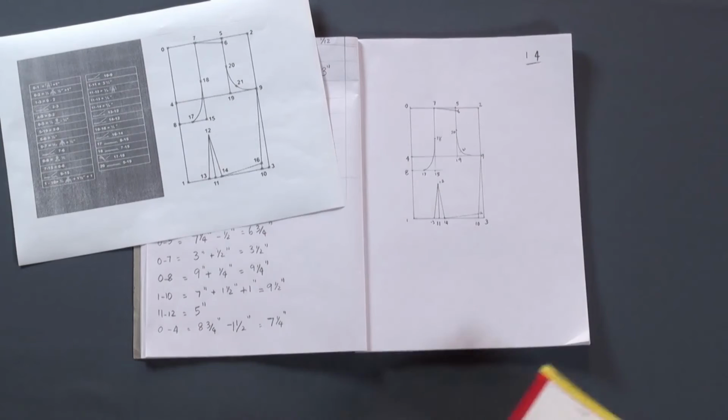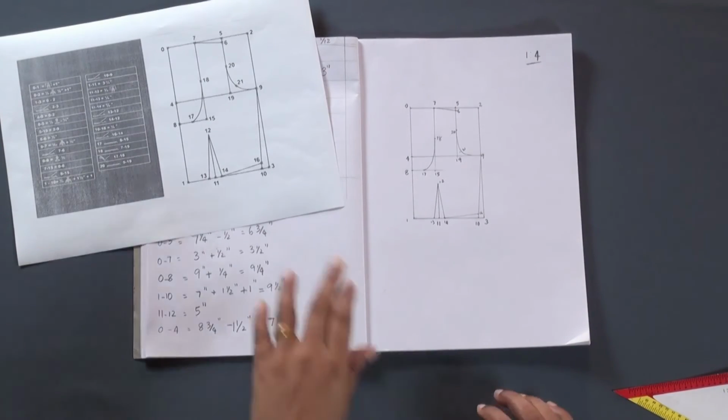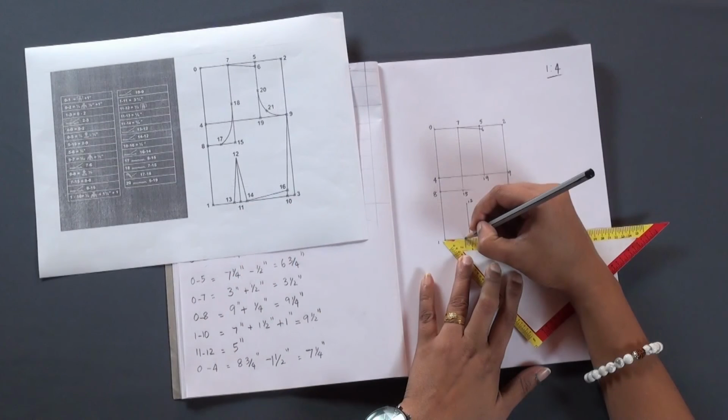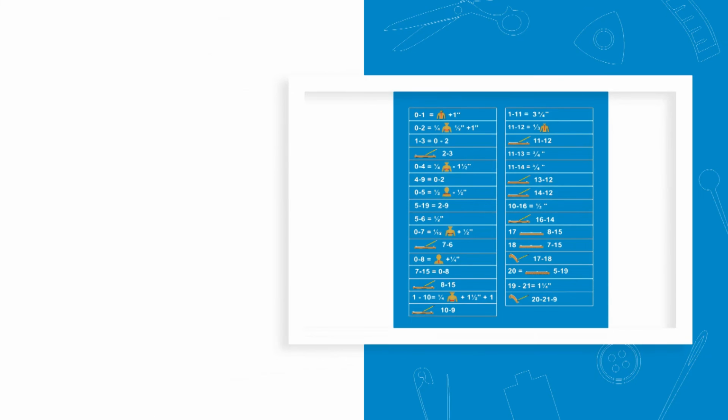Thus we have constructed the pattern for the back piece of the saree blouse using a triangular scale. In this session, we have learned how to construct the pattern for the back piece of the saree blouse using a triangular scale. Before we conclude, let's take a look at the key points.